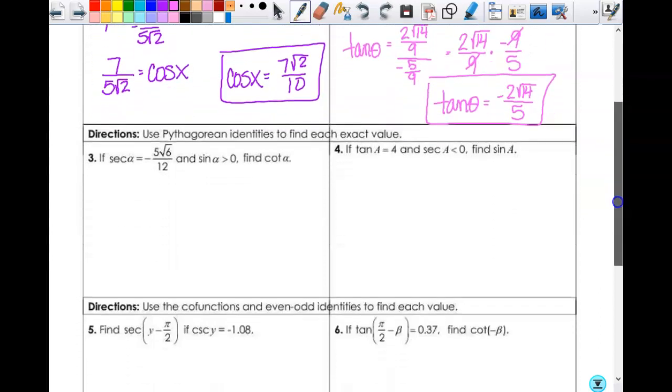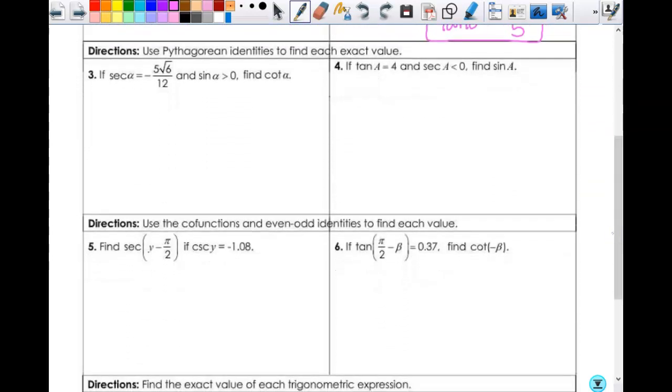All right, number 3. Now these directions say use Pythagorean identities. It specifically says to do that. So I have secant. Secant is negative. Sine is positive. So when secant is negative and sine is positive, that means we are in the second quadrant. That's important because I need to find the cotangent, and in the second quadrant, cotangent is negative, so I need to make sure that I use that.